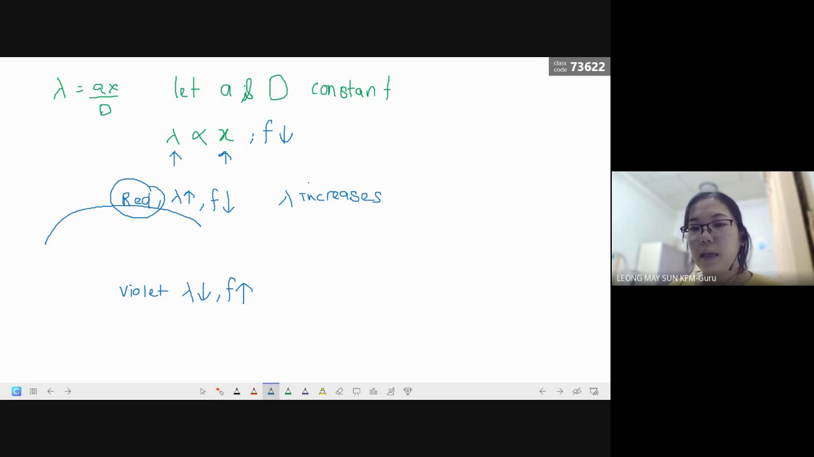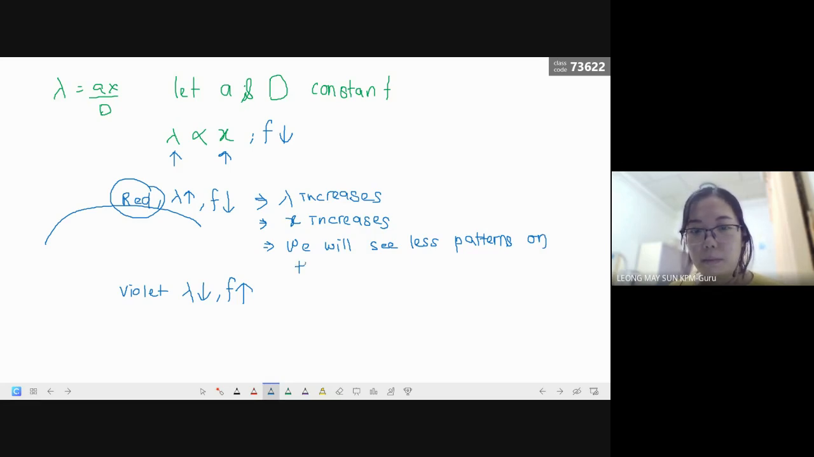All right, if in the question, can you write lambda increases? I will tell you that's not true. Please write the word wavelength. So when my wavelength increases, my x, the distance between the 2 consecutive node lines or antinode lines, will actually increase. But when it increases, the patterns that we see, we will see less patterns on the screen.